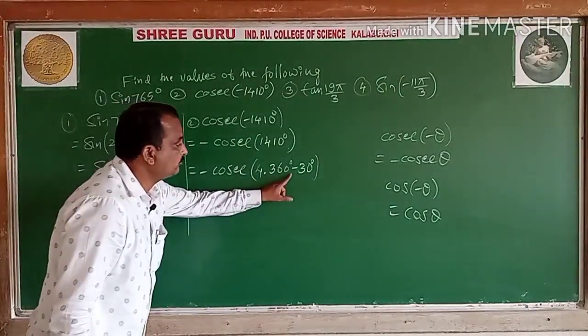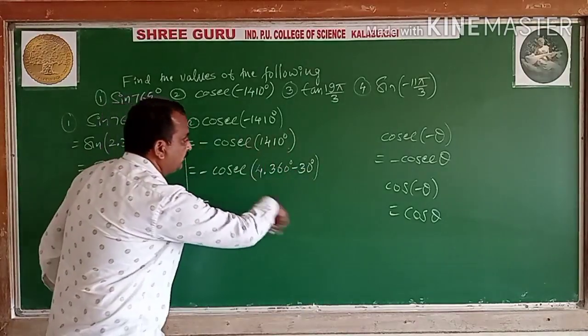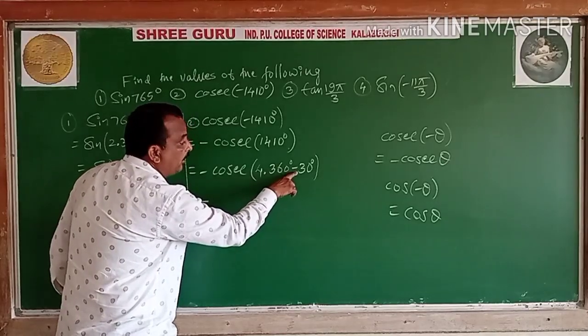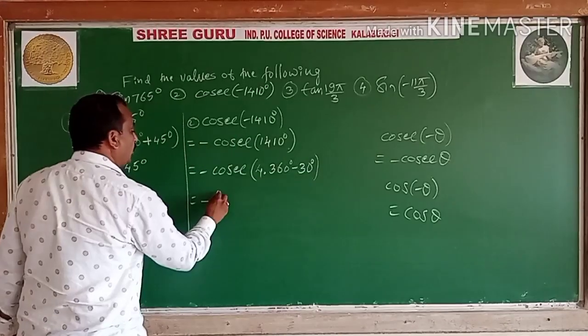Now which quadrant it is, student? Cosecant of 360 minus theta. After 1 rotation, 2 rotation, 3 rotation, 4th rotation, where it falls? In the 4th quadrant. So in the 4th quadrant, what about cosecant? Negative or positive?